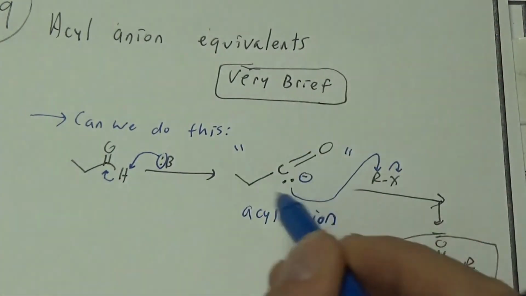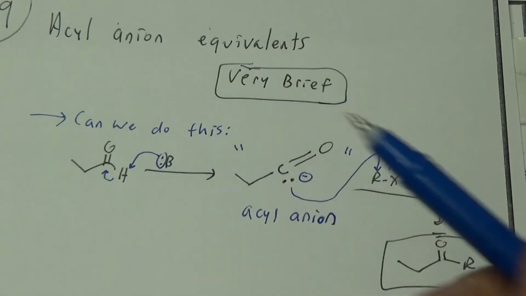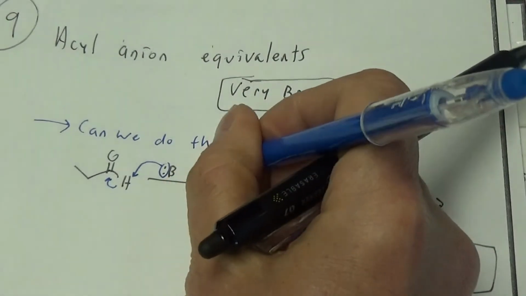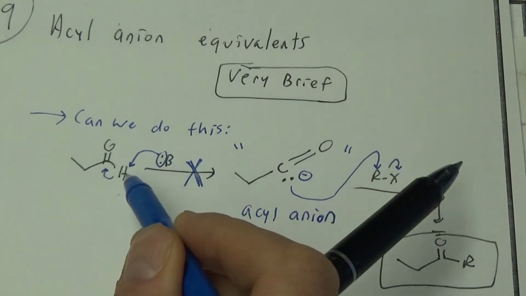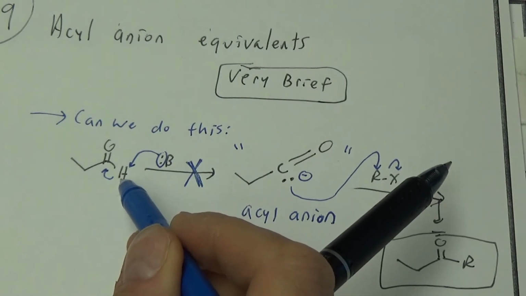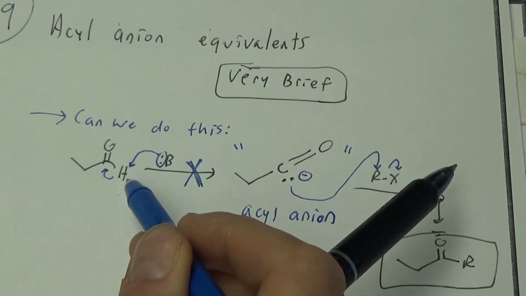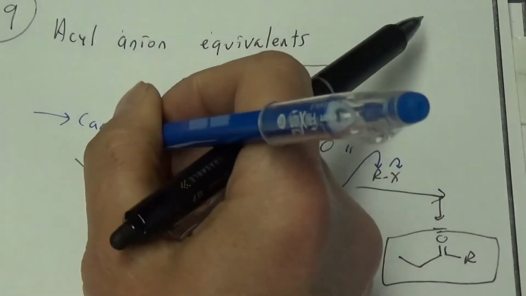But back to the question: can it be made? Well, the problem is, and I'll just tell you right now, no, you cannot do it. The problem is that's not an acidic proton. This would only work if you had an acidic proton, and the pKa is so non-acidic that it's unmeasurable. There's no way you can do this at all.